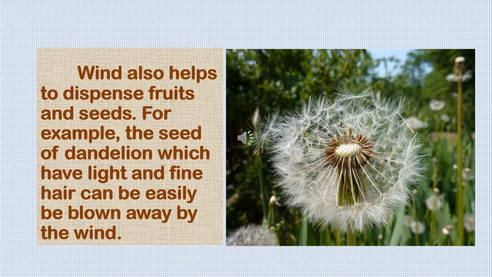Wind also helps to disperse fruits and seeds. For example, the seeds of dandelion, which have light and fine hair, can be easily blown away by the wind. Okay, look at the picture of the dandelion. This is a very, very light flower. And when the wind blows on it, it could easily be blown into a very far place or into another place easily.